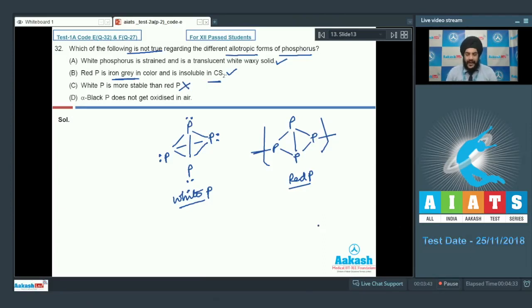Let us look at option D now. Alpha black P does not get oxidized in air. This statement is correct, students. Alpha black P is stable and it does not get oxidized in air. So we have to select the statement which is not true and we have to mark option C as the correct answer to this question. Let us move on ahead to the next question.